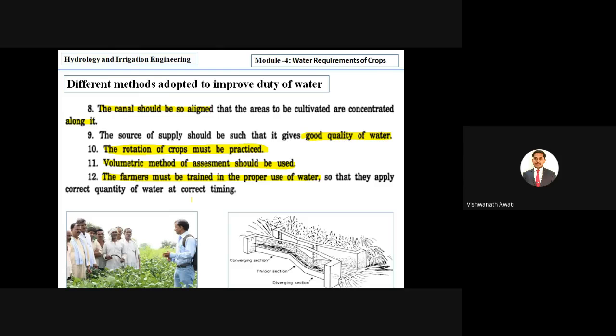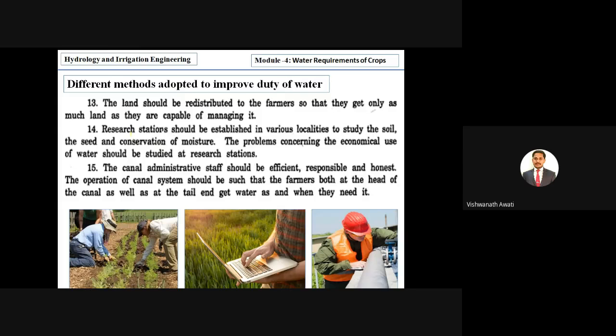Correct. Okay. Next, the land should be restricted to the farmers so that they get only as much land as they are capable of managing. So it all depends on managing, right? So it is redistributed, and based on their capability, that much land will be given, and they will do agriculture based on their capability, and they can make proper use of water, right.